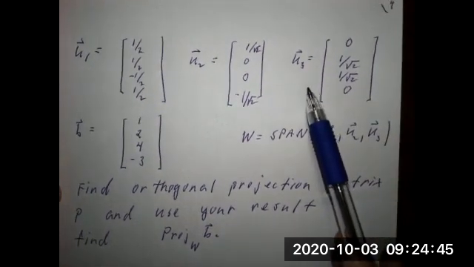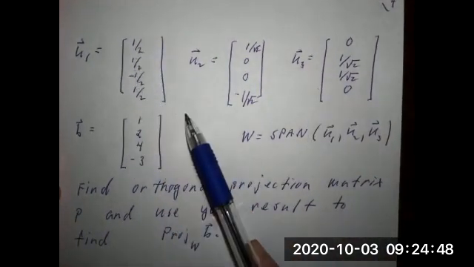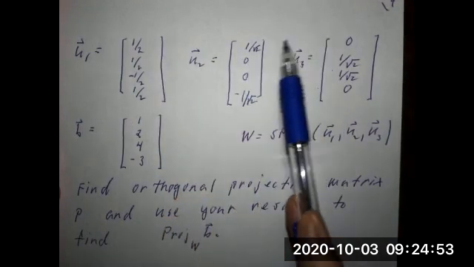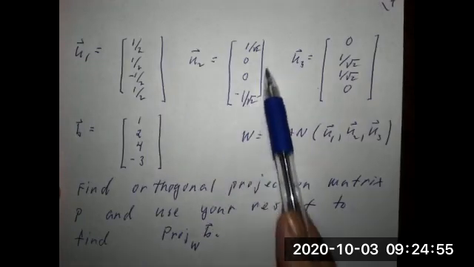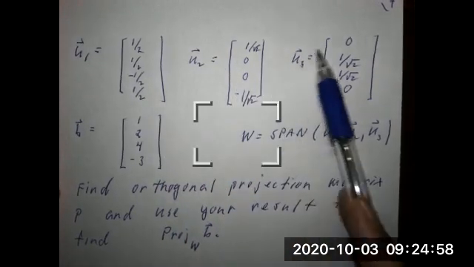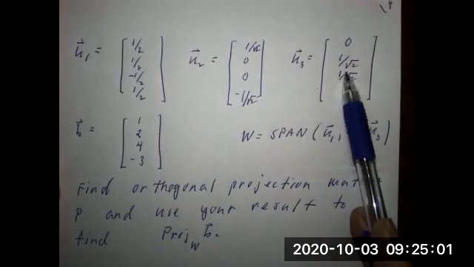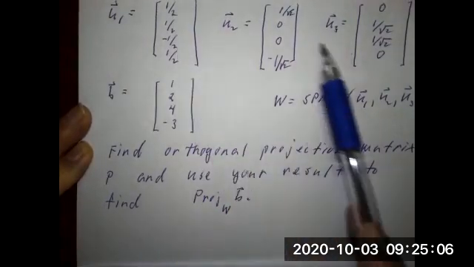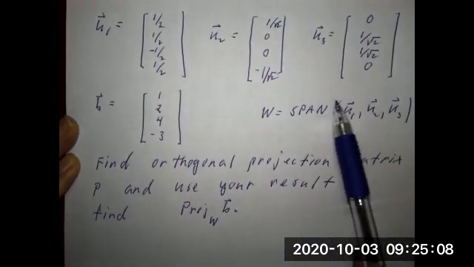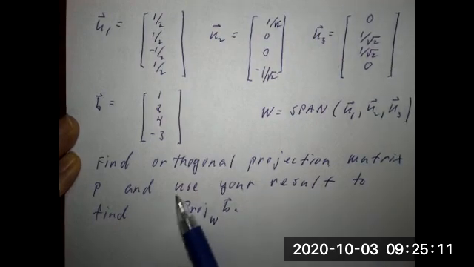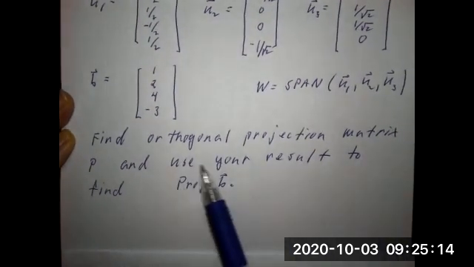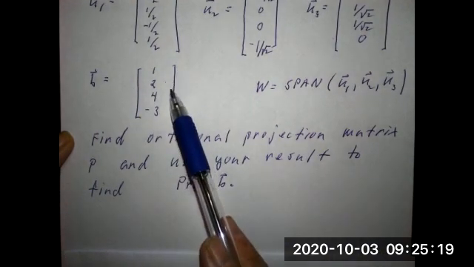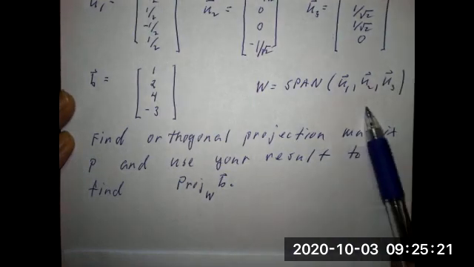These vectors are clearly unit vectors. It's fairly easy to show that, and they are orthogonal. Let me just check that. This would be positive, negative. Okay, so these two are orthogonal. These two are clearly orthogonal, and actually the others are orthogonal. So I do believe these are orthogonal. They're clearly unit vectors. So W is going to be the span of those 3 vectors. Find the orthogonal projection matrix P and use it to compute the projection of this vector B, 1, 2, 4, negative 3, onto W, which is the span of these vectors.